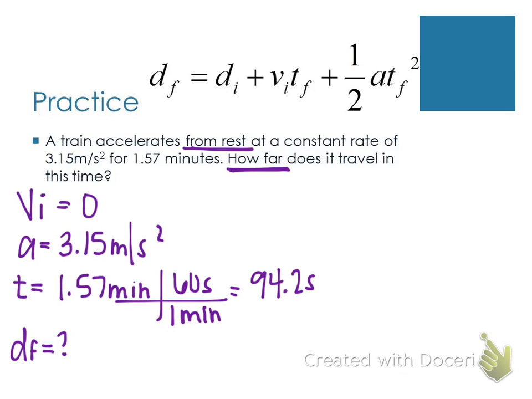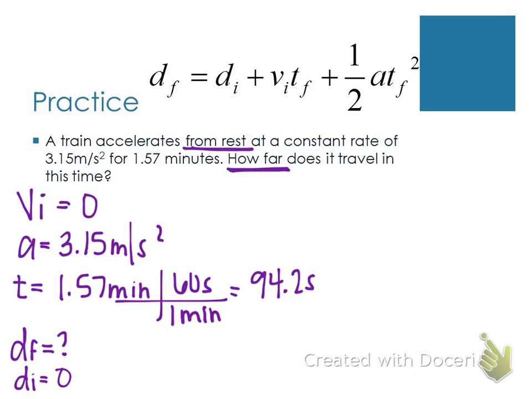What's our initial position here? What's d sub i? 0. Okay, if it doesn't give you a specific starting position, we assume that it's 0, because we're looking at this problem basically from point A, which is our starting point, to a certain time later. So we're trying to find out how far it traveled during that time, how far it ended up from where we started.